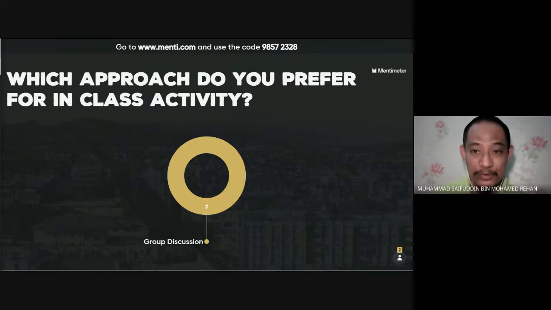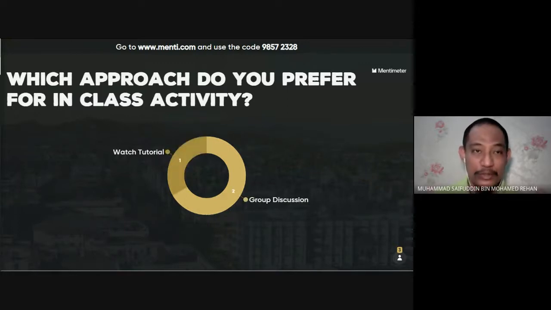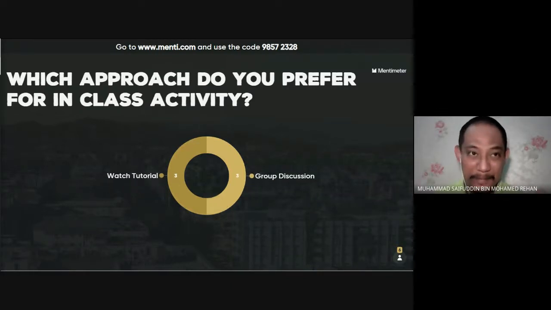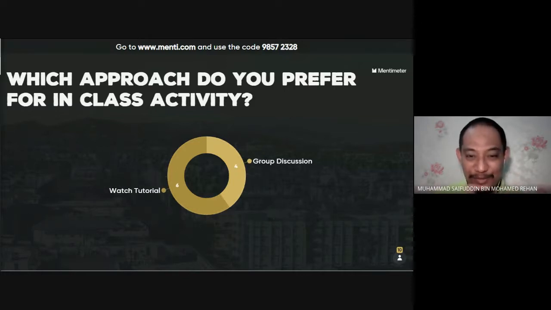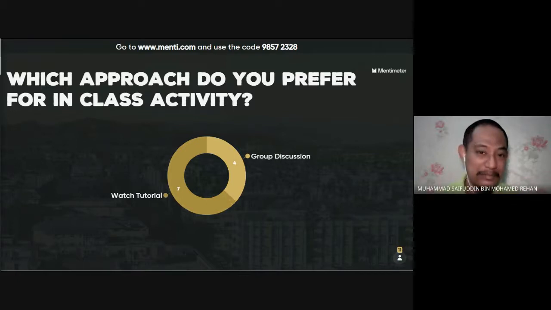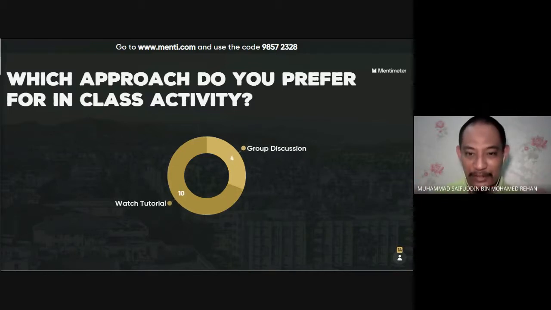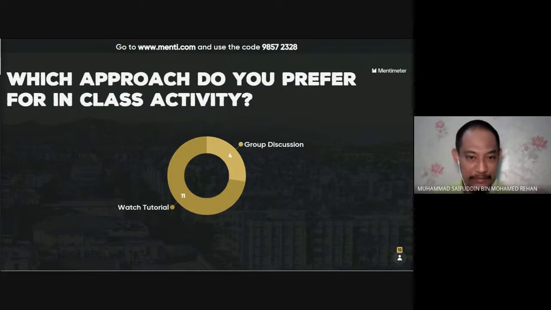Between the two, of course in both scenarios I will always be on standby to help. It's just that for watch tutorial, some students like to work alone at their own pace, but there are some who might benefit more in a group discussion setting, so that you can discuss among yourselves. So do not be influenced by others, just state your own preference.